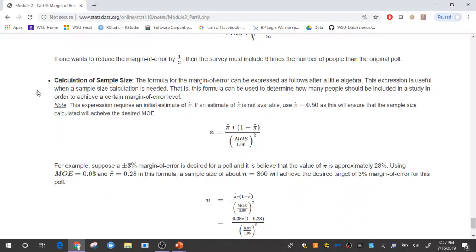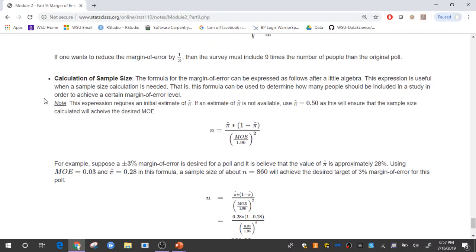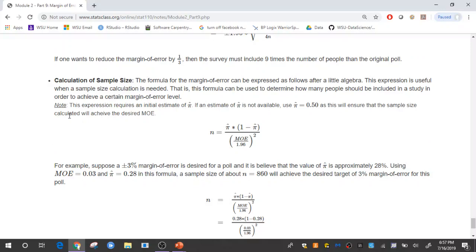This last bullet here is for the calculation of sample size. This is a somewhat common thing that we do as statisticians. So what is the calculation of sample size used for? The expression is useful when a sample size calculation is needed. That is, this formula can be used to determine how many people should be included in a study in order to achieve a certain margin of error.